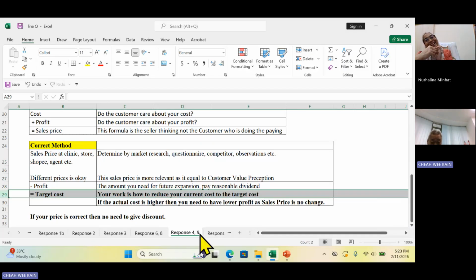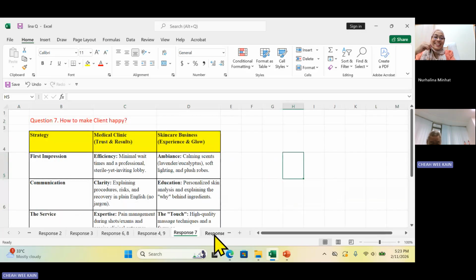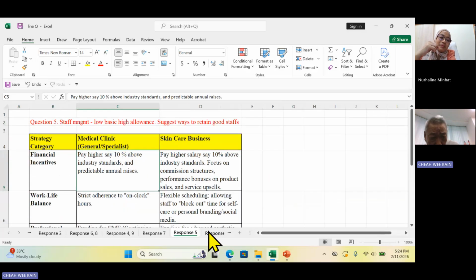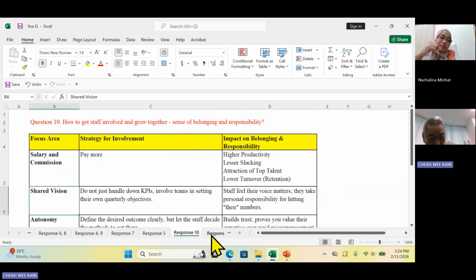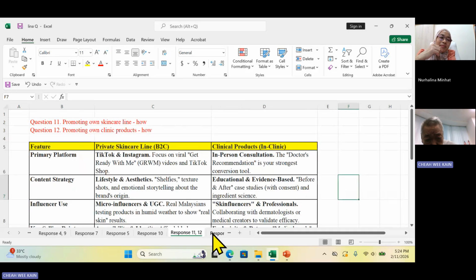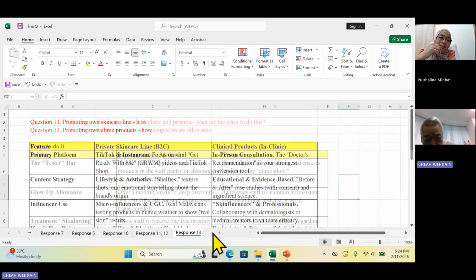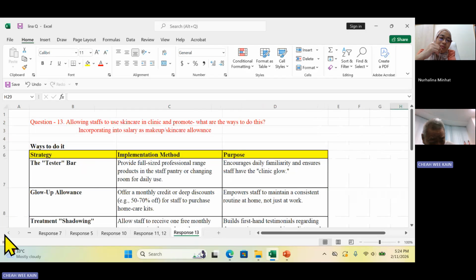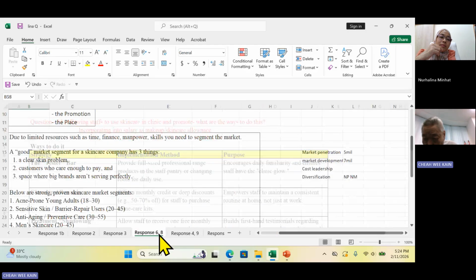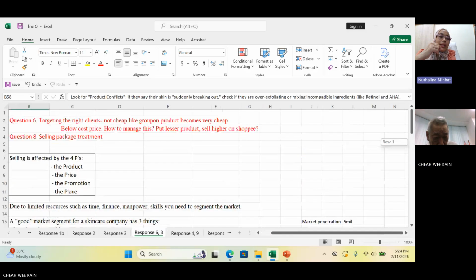So far I've done up to here. I think there are another few more. How to make clients happy. Low wages, ways to retain staff. You're not going to like that. How to get staff involved, sense of belonging, promoting own skincare, own clinic, allow staff to use skincare. So it's all written here. I was saying this far can go through, no issue. We'll stop here at this wrong method and right method. Okay, then we will continue.